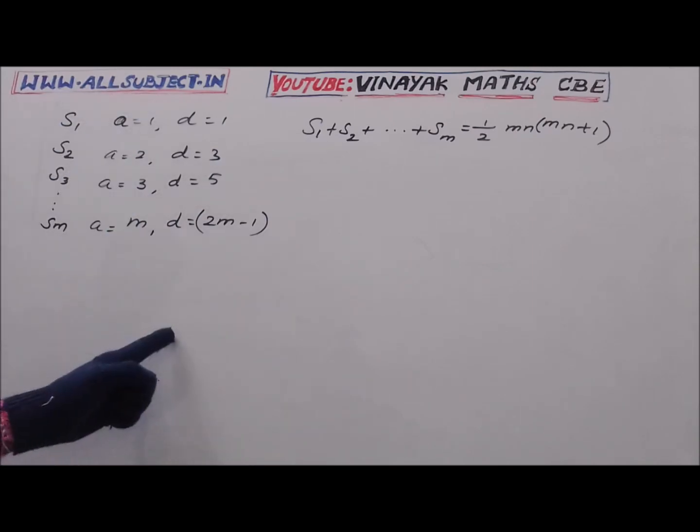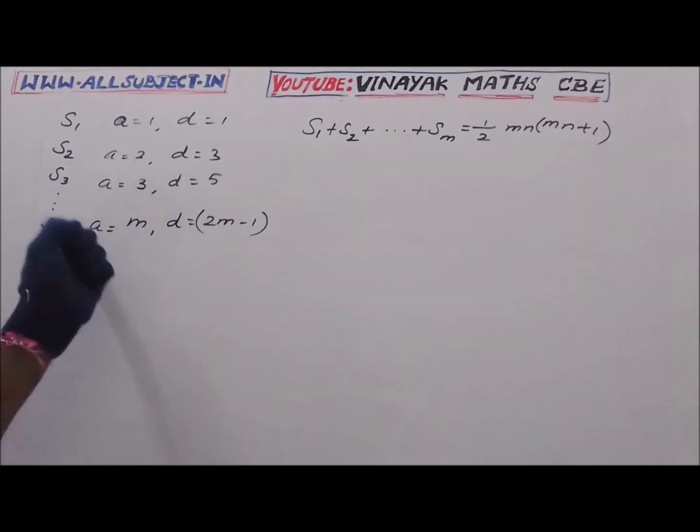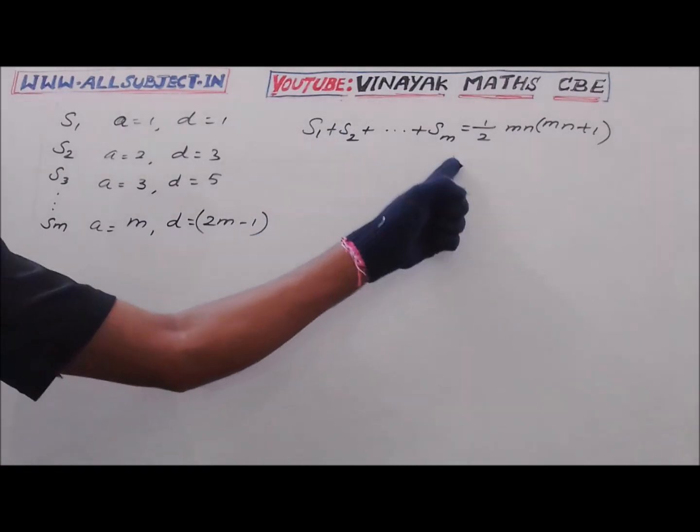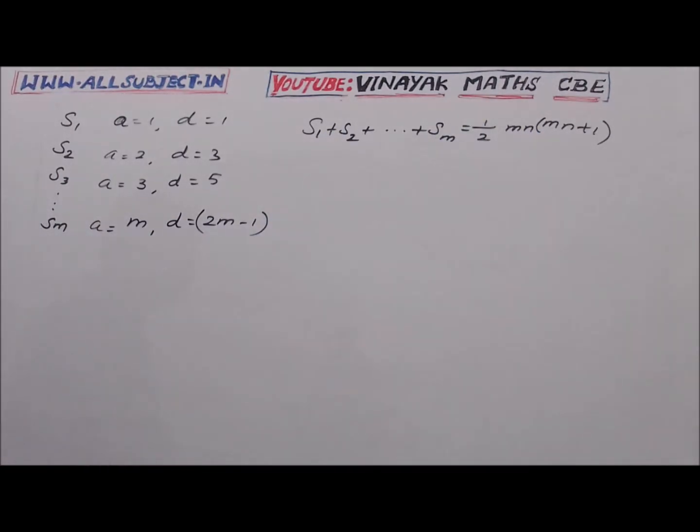If it follows in this way, then the sum of all the sums to n terms of the m APs, S1 plus S2 plus etc. plus Sm, equals 1 by 2 mn into (mn plus 1), which we should prove.